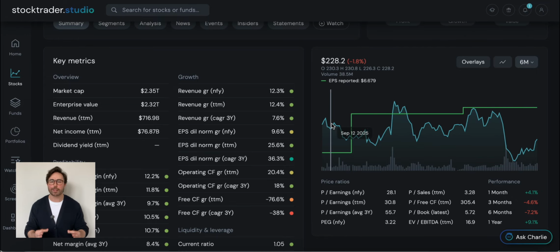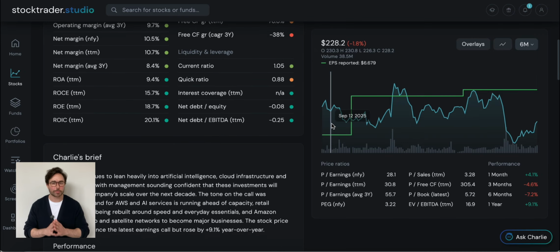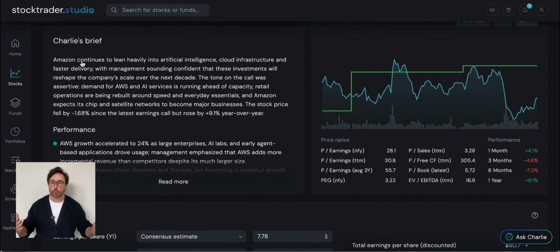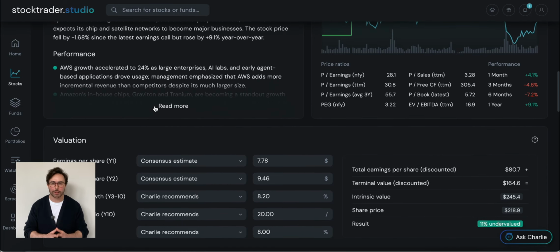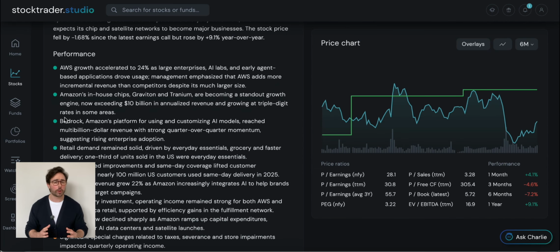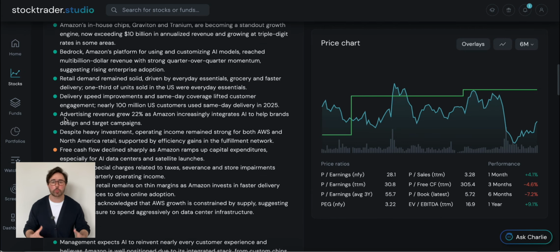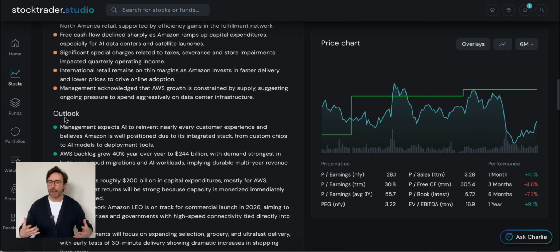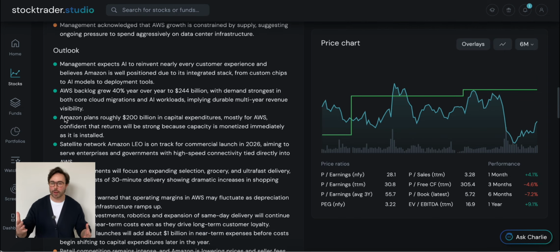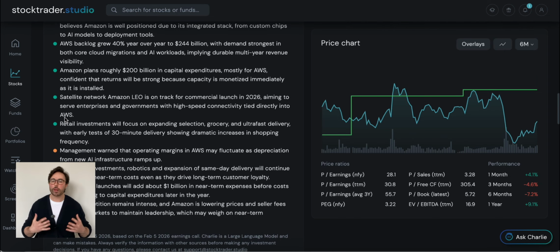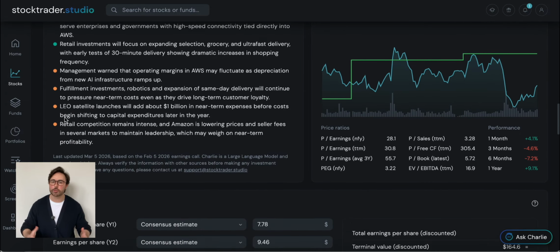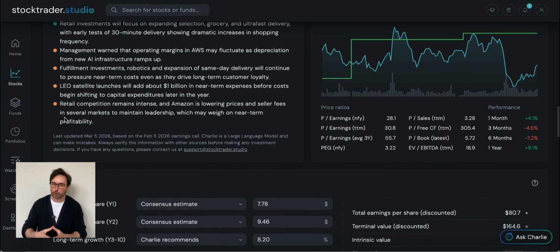But this is exactly where the platform's AI tool Charlie becomes incredibly useful, because instead of reading through pages of earnings reports, I can let Charlie summarize the latest developments straight from management's commentary. The color coding also makes it easy for me to spot risks versus opportunities. From the summary, I gather that Amazon has recently increased spending in AI-related infrastructure, and while this is great for the future, it seems to have ignited fears among investors about the returns in the short to medium term.